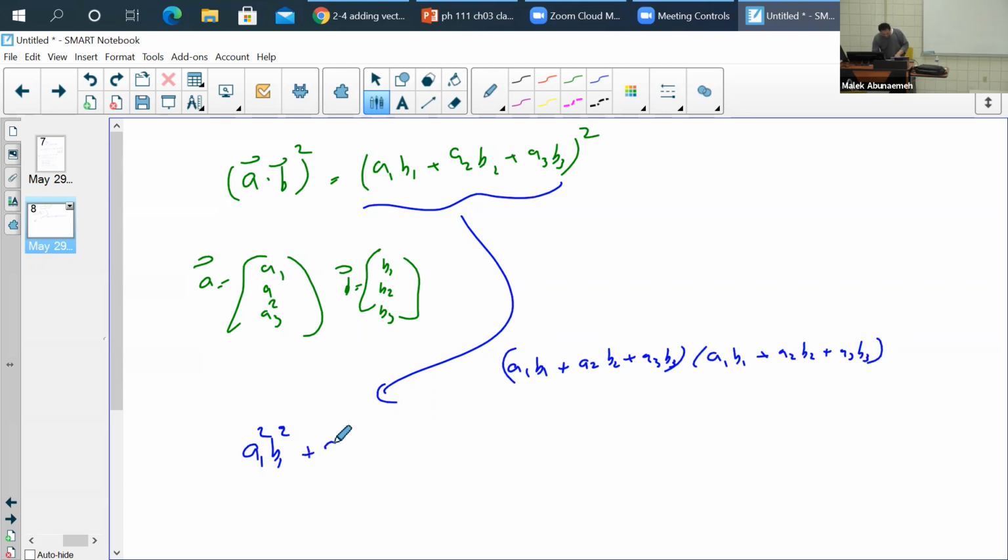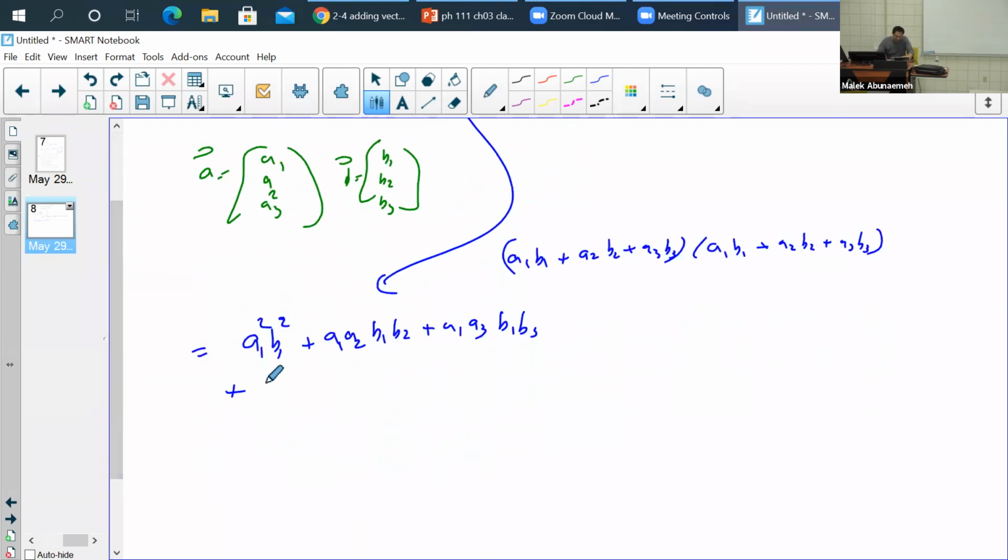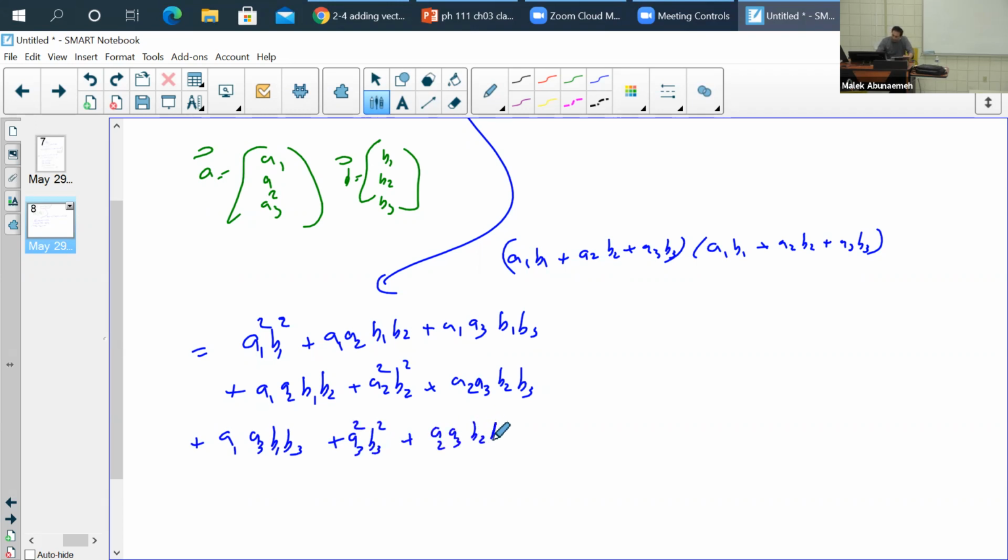So what you have, plus A1A2B1B2 plus A1A3B1B3, plus A1A2B1B2 plus A2B2 squared plus A2A3B2B3, plus A1A3B1B3 plus A3B3 both squared, plus A2A3B2B3.